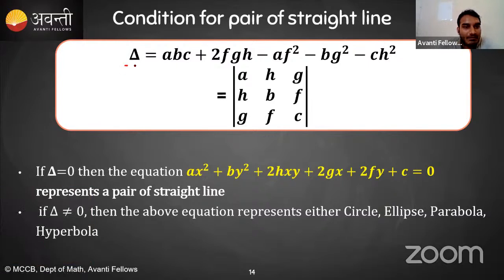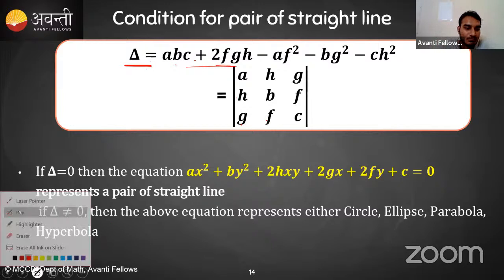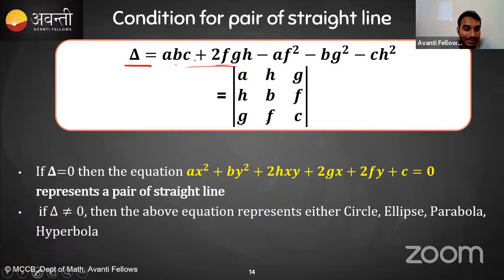Let's say I have made a term delta, which is nothing but abc plus 2fgh minus af square minus bg square minus ch square. Or it can be written as the determinant of abc fgh fgh. And I have told you how to solve the determinant, right? So if you solve it, this is what will come. You can remember it in this way or this way, the choice is yours. Delta is abc plus 2fgh minus af square minus bg square minus ch square. Clear?